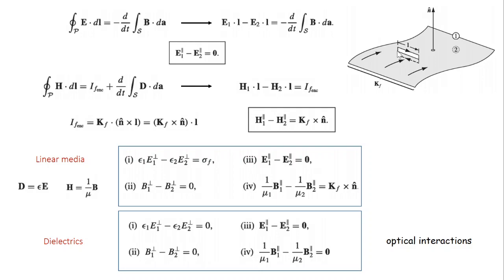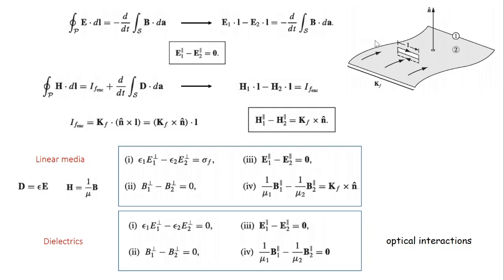And for these 2 sides, since the width is negligible, you can assume that this length is almost equal to 0. So these two sides do not contribute to the line integral. So this is equal to minus d by dt integral B dot dA. Since the width is negligible, the area of this loop is also negligible. So you can say the flux through this loop is 0. So the right hand side conveniently you can put as 0. So E1 dot L minus E2 dot L equal to 0.